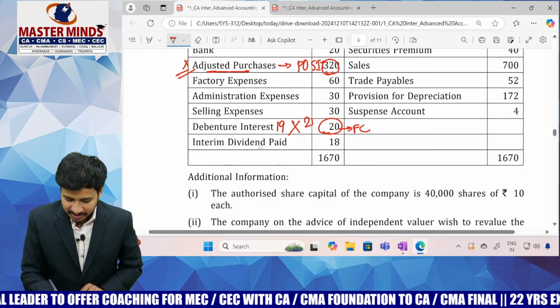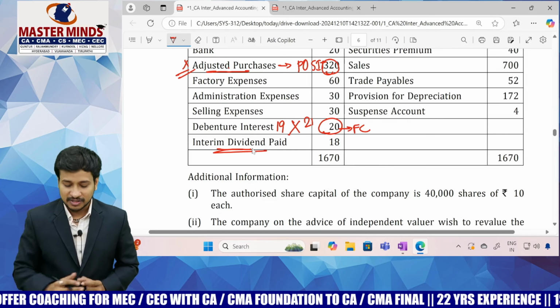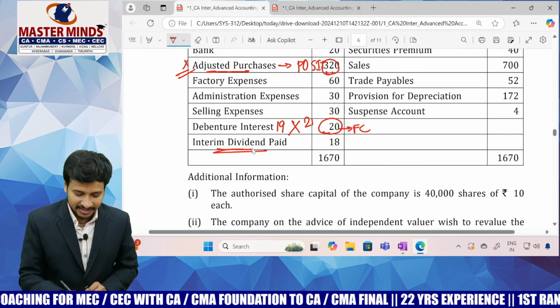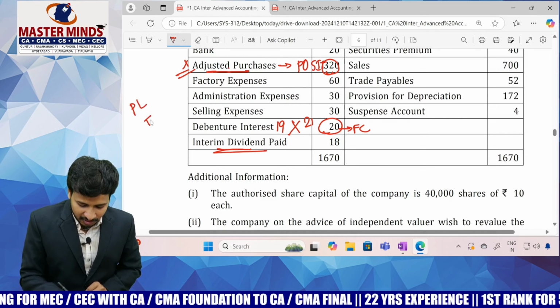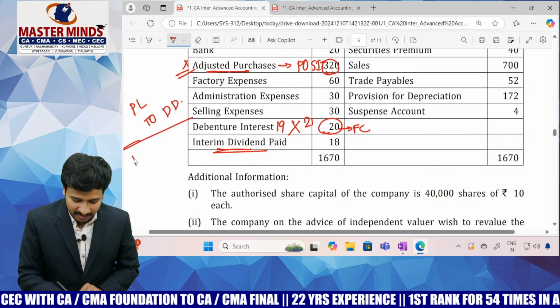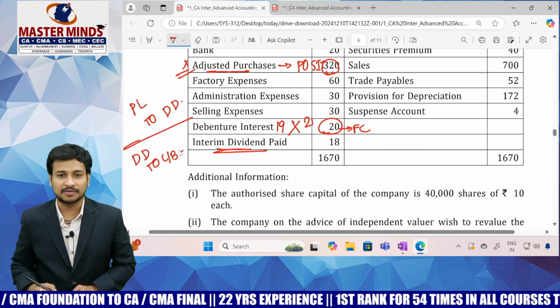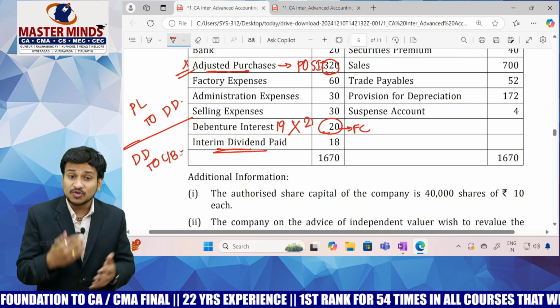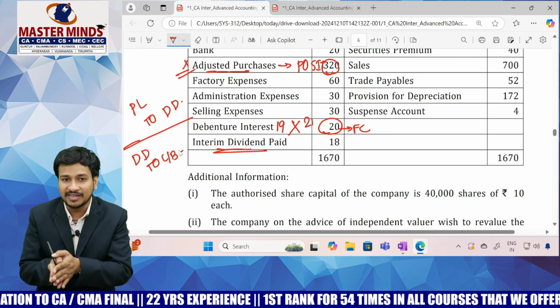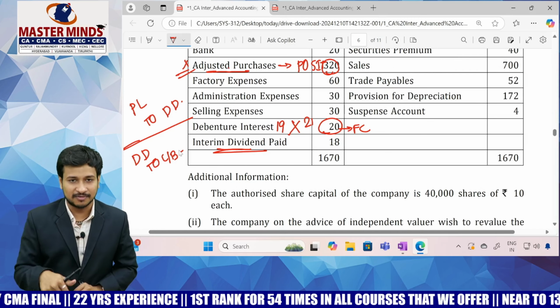Next special element is all about interim dividend paid. Strictly speaking, first of all, dividend must be declared. Then the entry should be P&L account debit to dividend declared account. And then it must be paid. Then the entry is dividend declared account debit to cash or bank account. If both these things were done by the end of the year, then obviously there will be no interim dividend in your books of accounts.